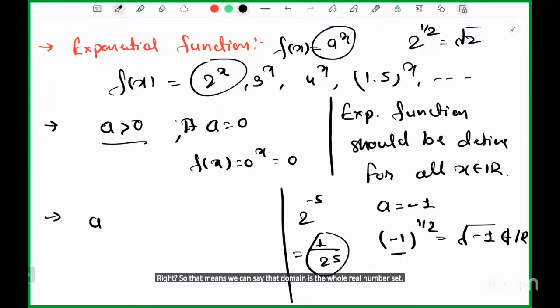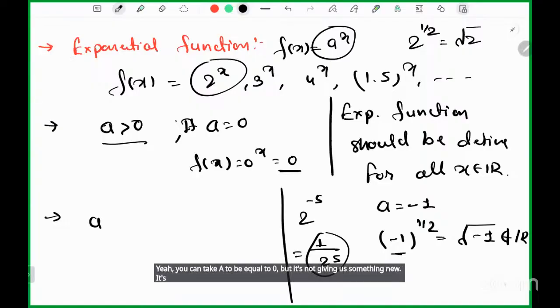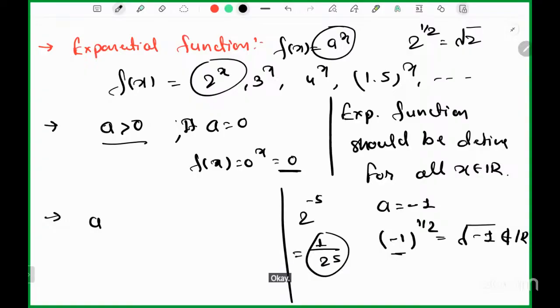Why can't a be 0? Yes, you can take a to be equal to 0, but it's not giving us something new. It's again a constant function, the 0 function. So that's why we are not taking a to be equal to 0.